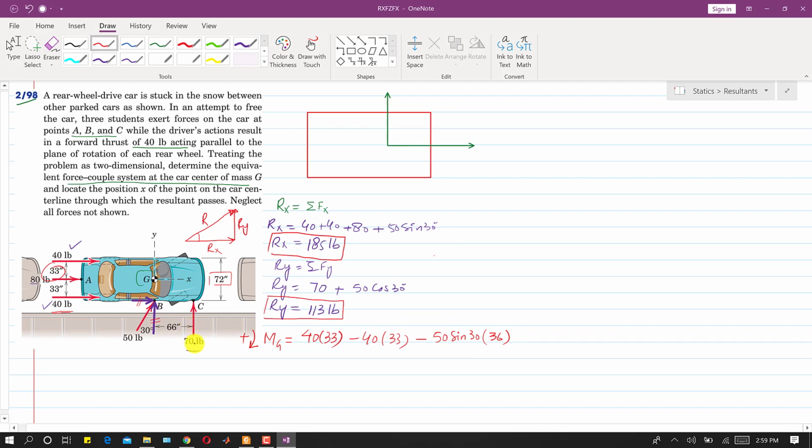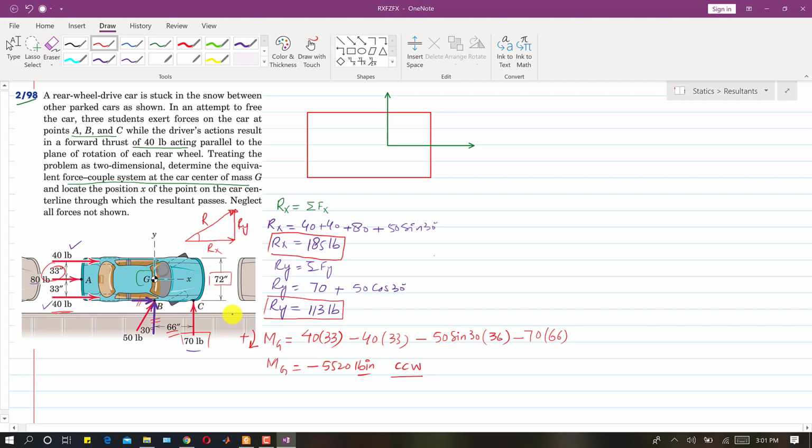And similarly, if we want to find the moment of this 70-pound force, this is producing the counterclockwise moment, and the perpendicular distance of this 70-pound force from G is 66 inches. So I will write minus 70 into 66. This will give us the total moment about G, which comes out to be minus 5520 pound inches. This minus sign indicates that this moment is in the counterclockwise direction.